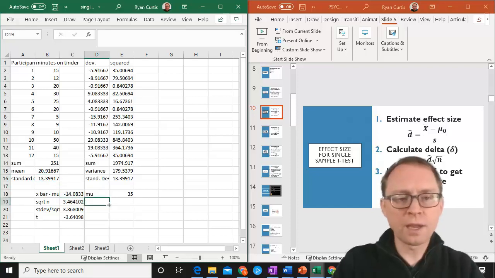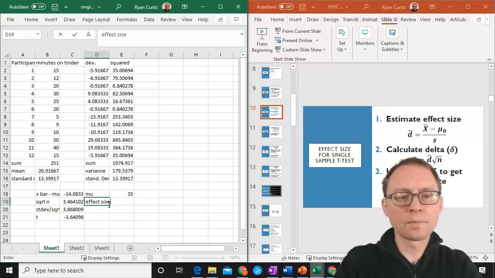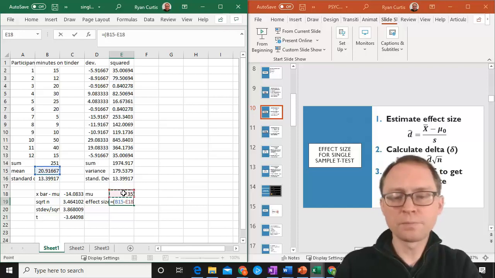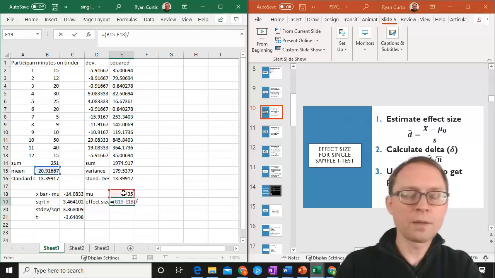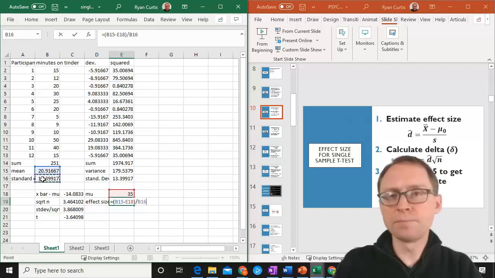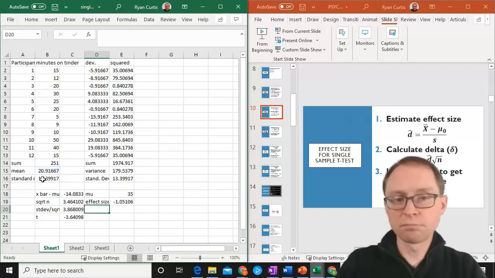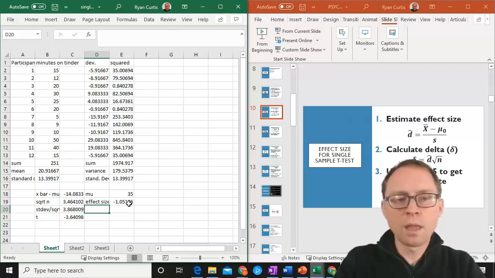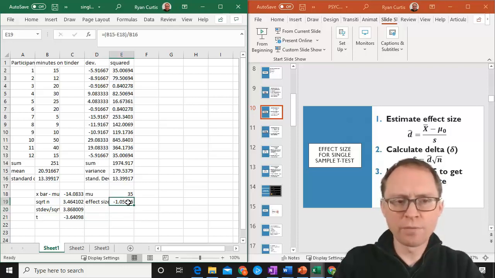So the effect size that we are estimating is going to be, so let's go ahead and put the equal sign, the sample's mean minus the population's mean, divided by the sample's standard deviation. That's it. And you get negative 1.05106, okay? We then take this one and divide this by the square root of n.